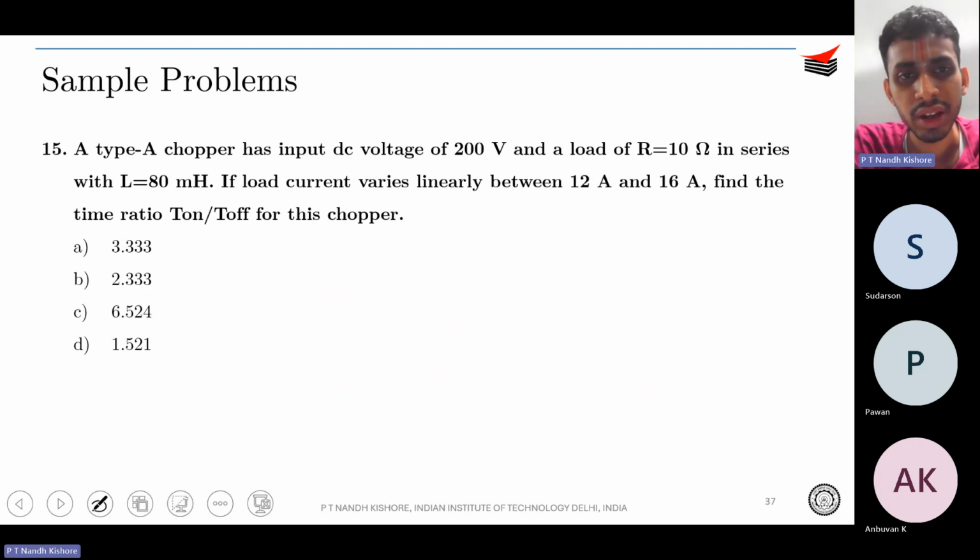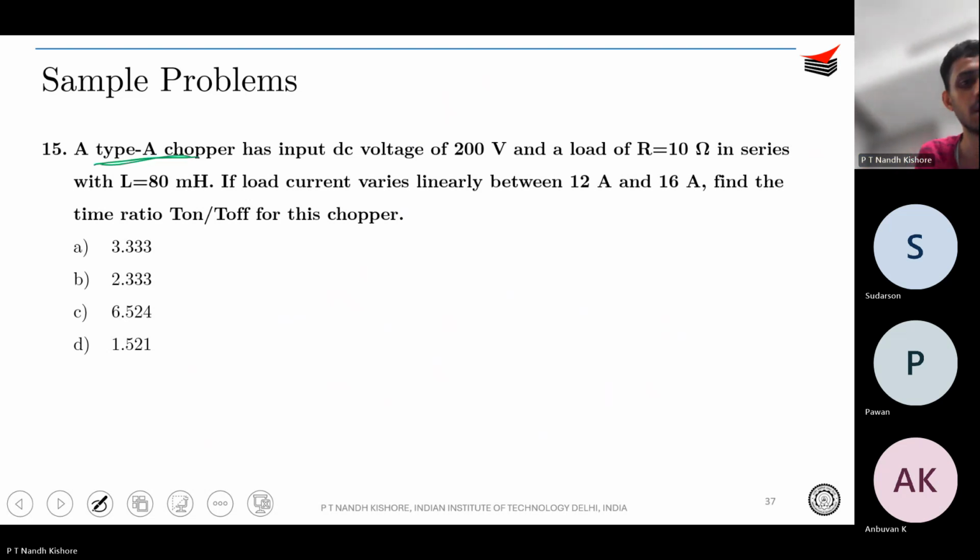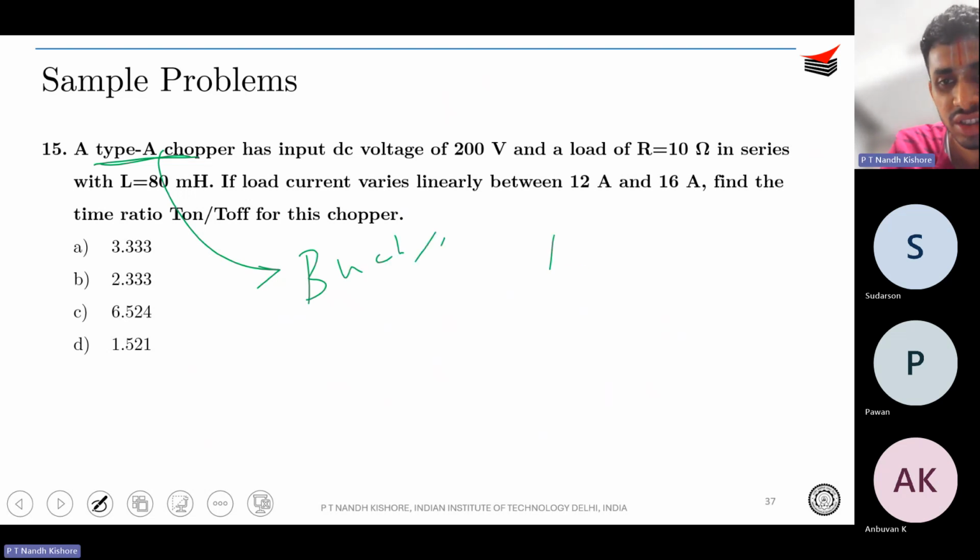A type A chopper has an input DC voltage of 200 volts and a load of R equal to 10 ohms in series with L equal to 80 millihenry. If the load current varies linearly between 12 ampere to 16 ampere, find the time ratio T on by T off for this chopper. Interesting problem. First things first, what is type A? Type A means this is a buck. It's a buck converter. Just draw a buck converter. Answer is done. Or you need not even draw it.